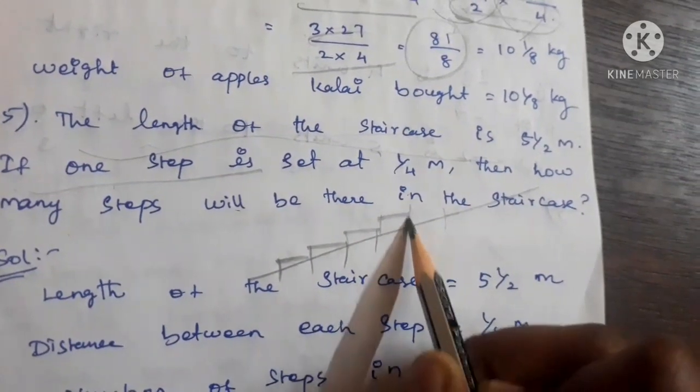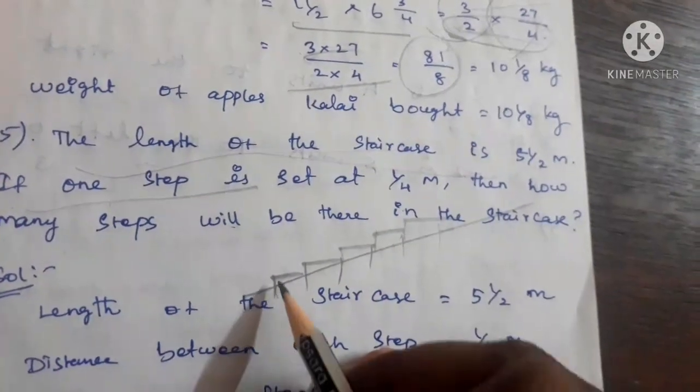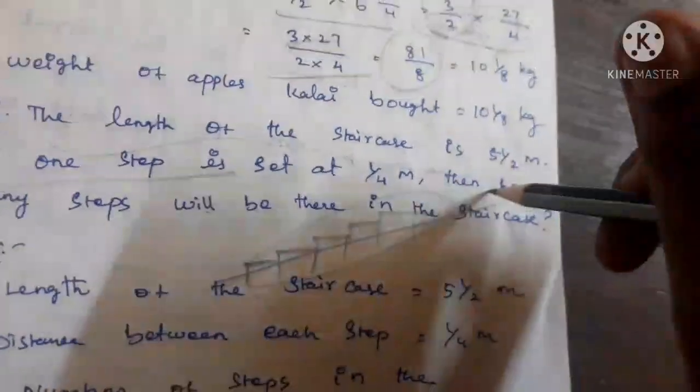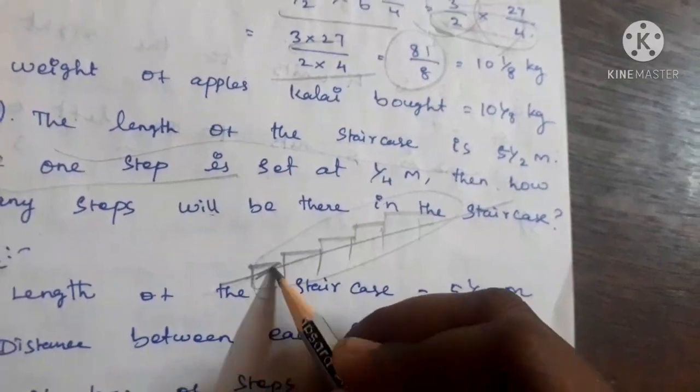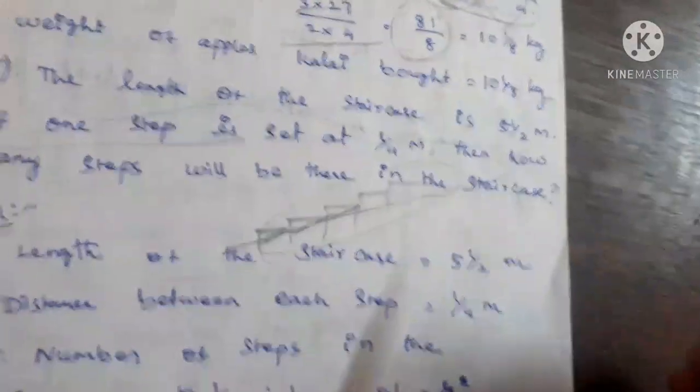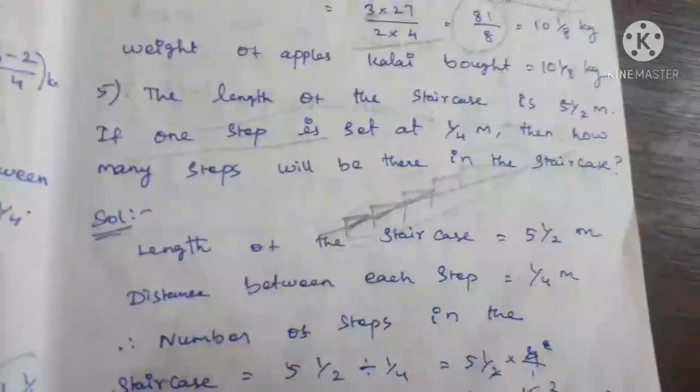Okay, like this you will have the steps. They are asking what is the number of steps. The total length is given as 5 1 by 2, and the distance between each step is 1 by 4. Then they are asking how many steps are there.